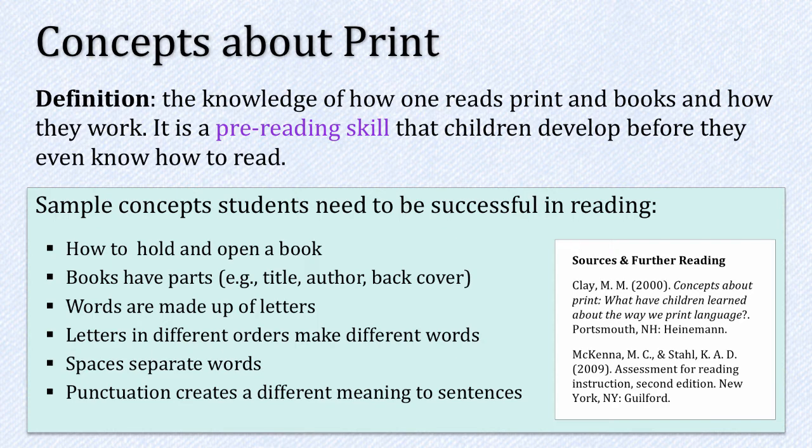Now, some of the examples of concepts that students need in order to be successful at reading are listed here. So, for example, how to hold a book, how to open a book, understanding the correct orientation of a book, where the title of the book is, who the author is, where's the back cover. Other fundamental concepts about print include the idea that words are made up of letters, and that if you put letters in different orders, they make up different words. Another important concept is that spaces separate words and that punctuation is used to create different meaning with sentences. So these are all fundamental concepts about print.